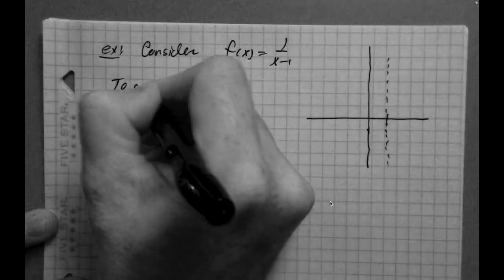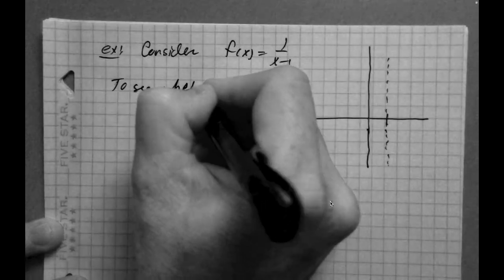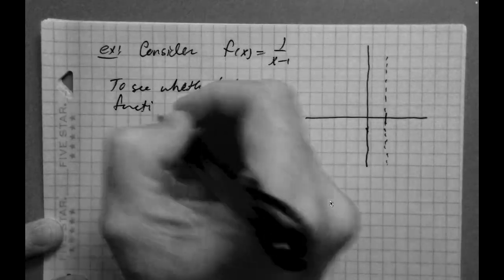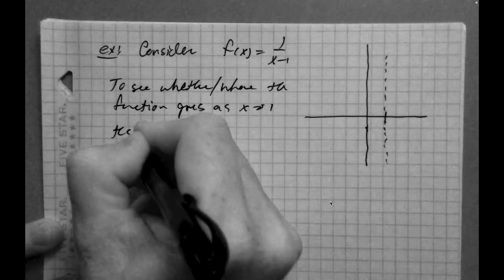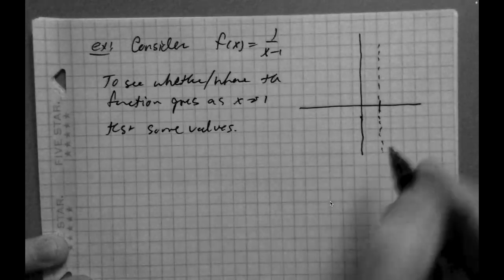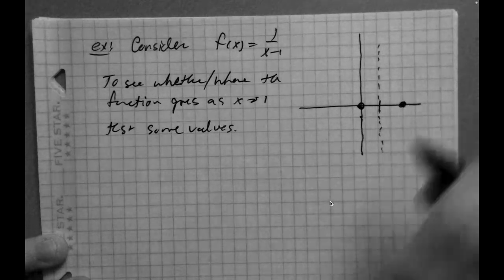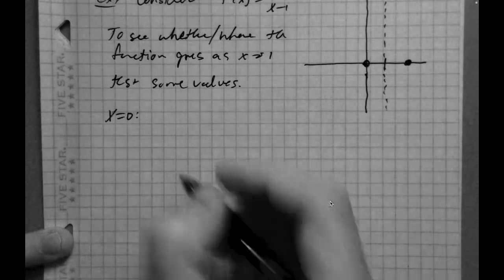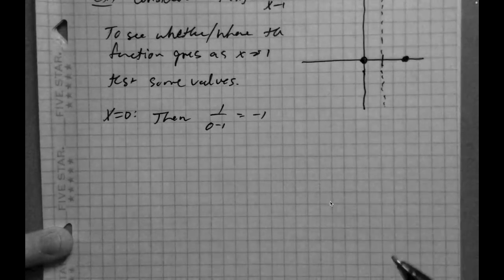Well, to see whether and where the function goes, you're going to have to test some values. Okay, so we'll have to test some values. So let's go ahead and let x equals 0 be one of the values we test, and then the other, let's let it be x equals 2. So if we test x equals 0, then of course 1 over 0 minus 1 is negative 1.